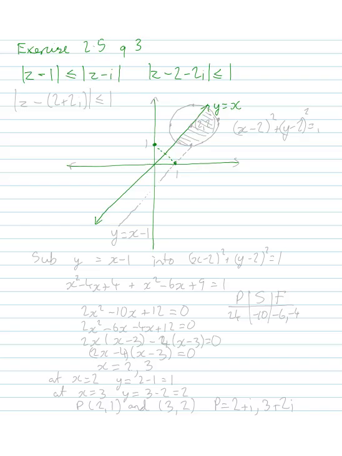Now, for it to be less than, the distance from z, which is moving along this diagonal line, to 1, which is the bottom right dot, has to be less than the distance from the moving point z up to i. So on this line is where it's equal, and below the line is where it's less than. So the region that we shade in to make this true is below that line everywhere.